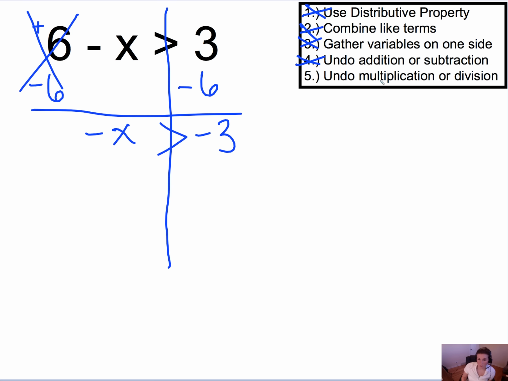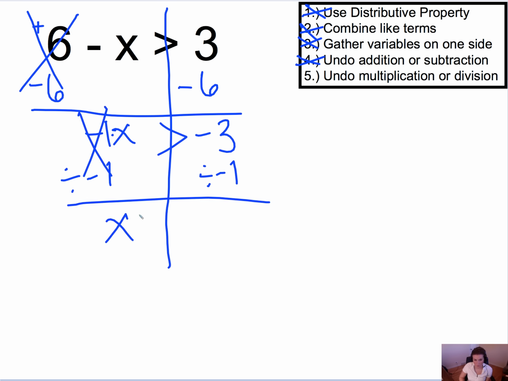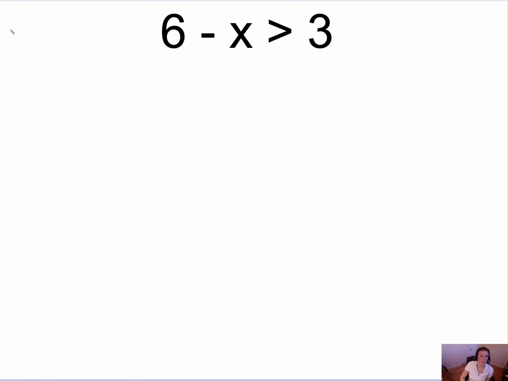Last step 5, undo multiplication or division. My x is still not by itself. There's a negative with it. And what is it really? It's really a negative 1. And the negative 1 is attached to the x with multiplication. So we will divide by negative 1 on both sides. That way these cancel and x becomes positive. Since we divided by a negative, I'm going to reverse the symbol. And negative 3 divided by negative 1 is positive 3. So we think that x is less than 3, so let's plug that in to check.